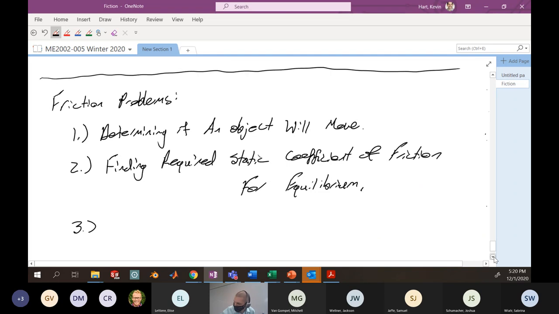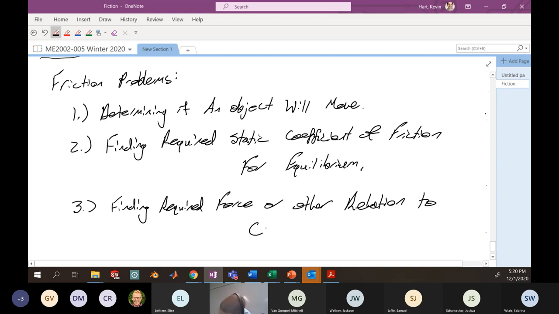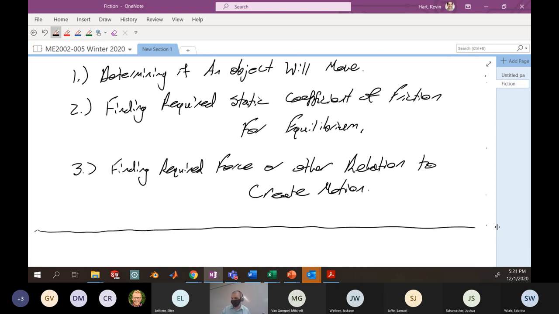And the third type of problem is, let's just generally say, what required force is necessary to get this object to move? So we'll say, finding required force, or other relation to create motion. So that might be like, you've got this box on this plane. What force do you have to apply to push it up the plane? Pretty straightforward.